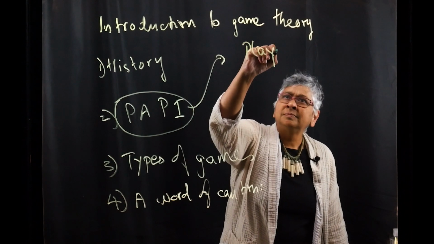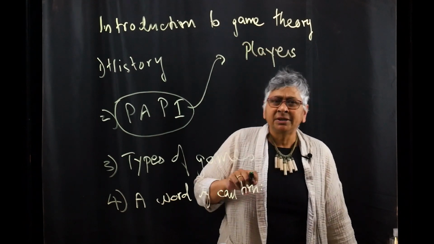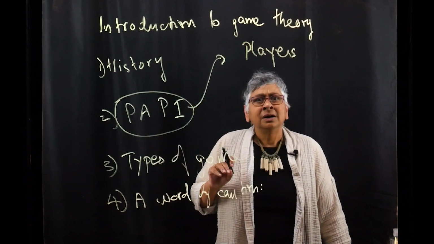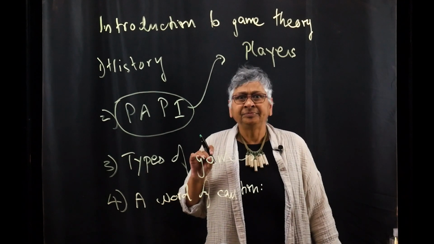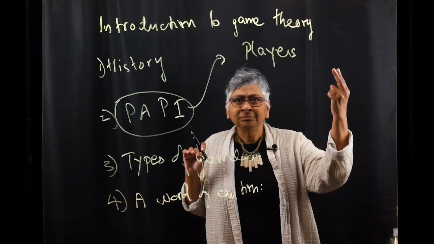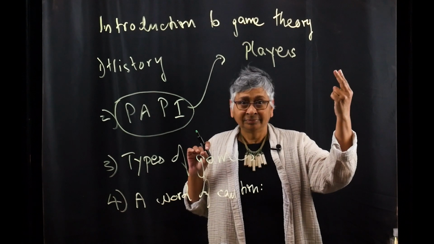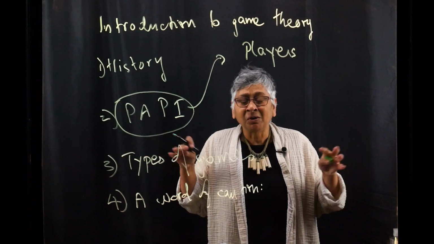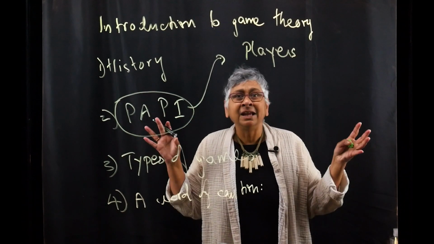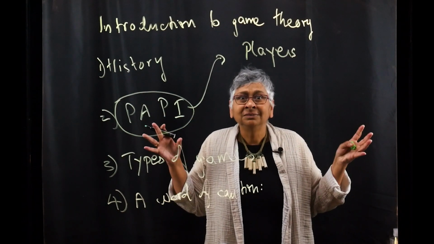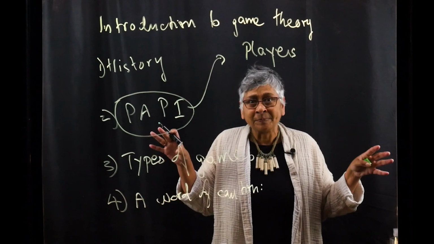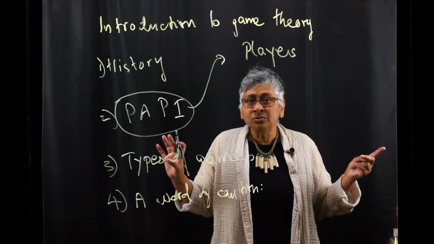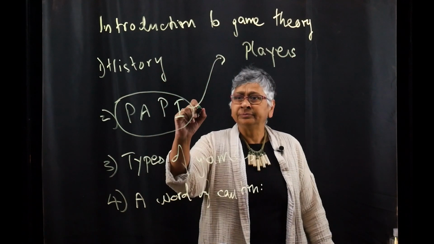Players. When I build a game theory model, I need to know how many players are in the game. Is it a two-player game? That's chess. Is it a multiplayer game? You can think of some of those big online gaming portals where there are tons of people, right? You can have teams. You can have all against all. So you have players.